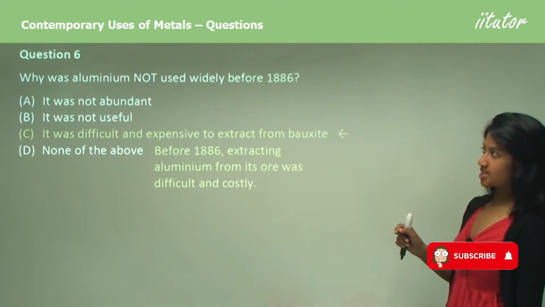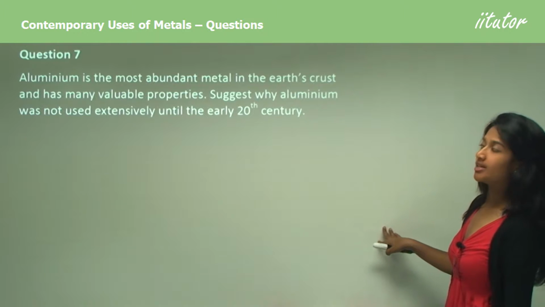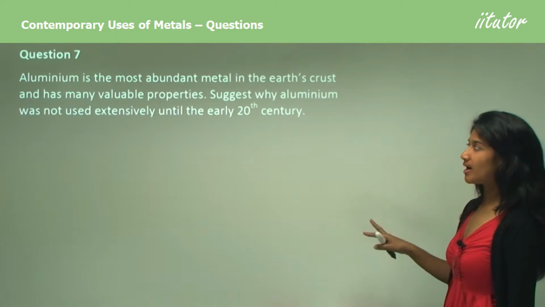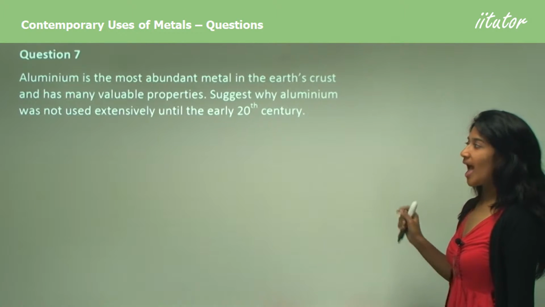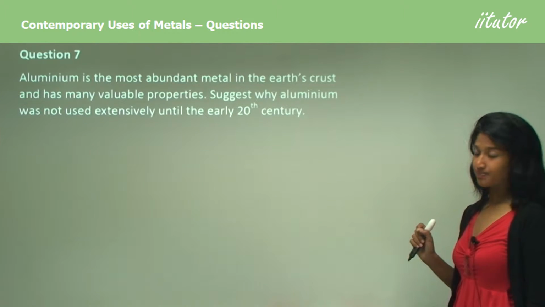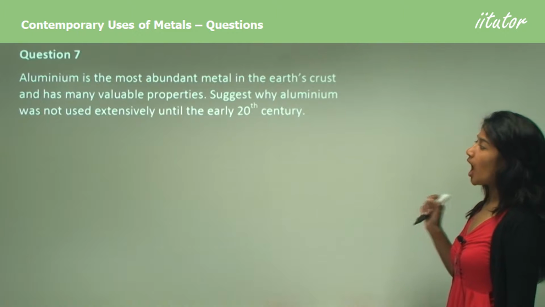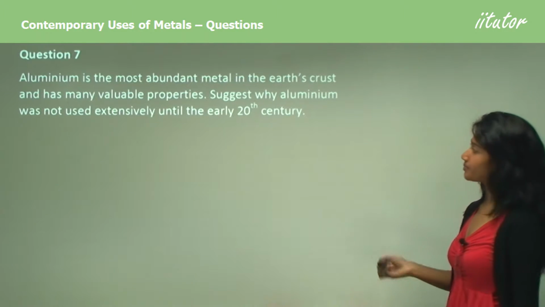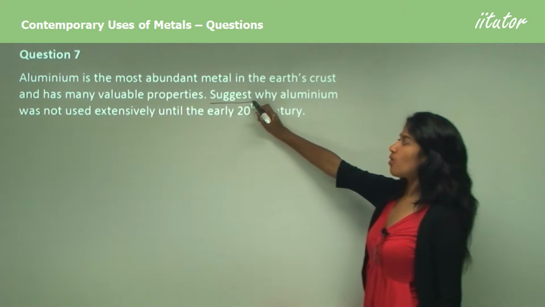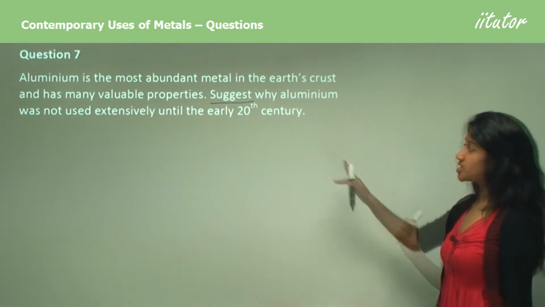Now moving on to question 7. Question 7 says, aluminium is the most abundant metal in the Earth's crust and has many valuable properties. Suggest why aluminium was not used extensively until the early 20th century. As we do always, underline the key verb, suggest.